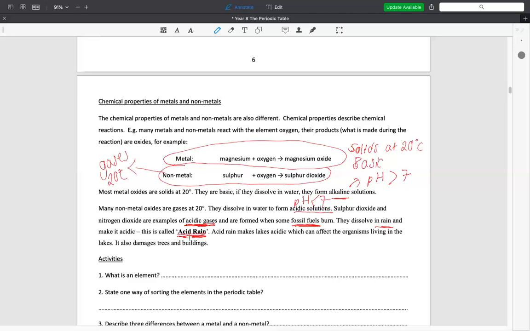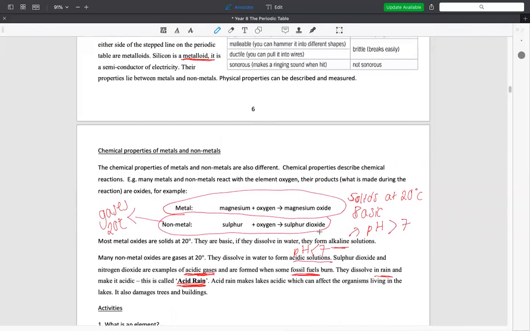We had a look at this in our topic on weathering of rocks. We spoke about acid rain slightly, but acid rain can harm organisms in our water, in our lakes, in our seas, etc. It can also damage trees and buildings. If you remember those rocks from our topic before, when acid rain hit them, they weathered, so they broke down. So basically that is all that you need to know for this lesson.